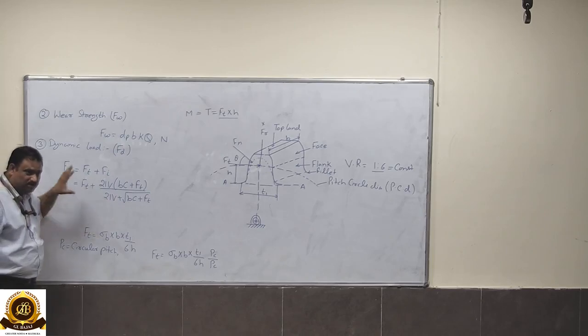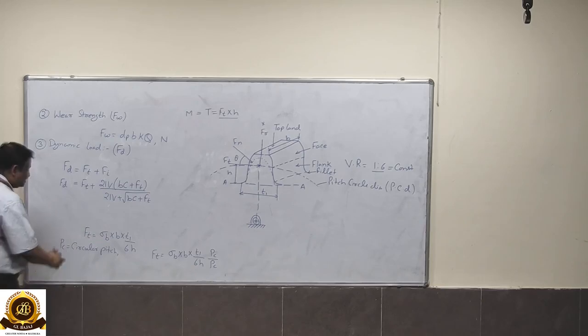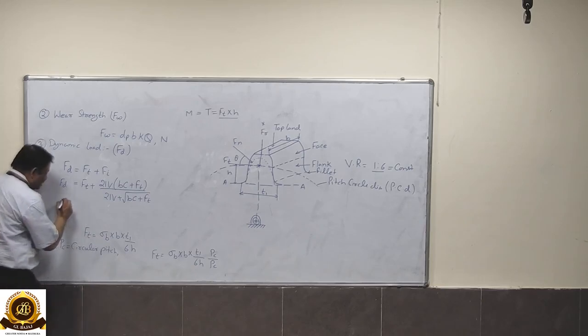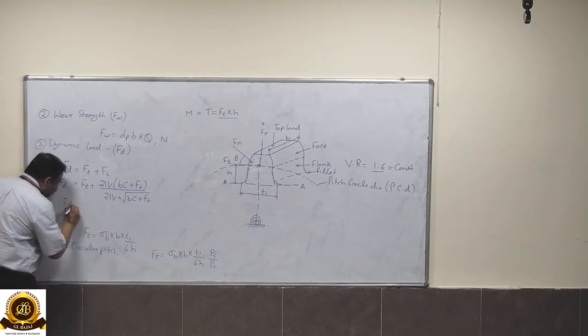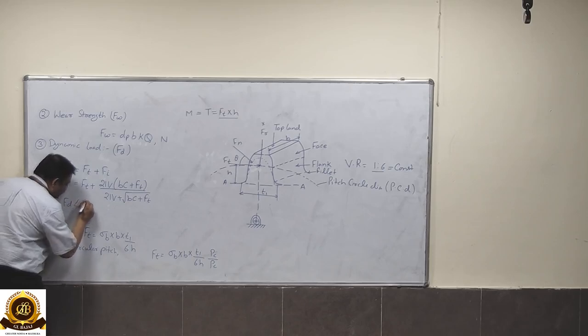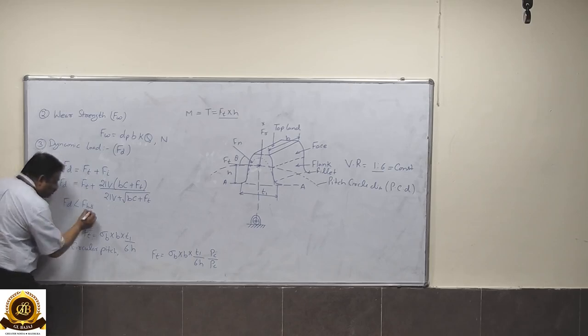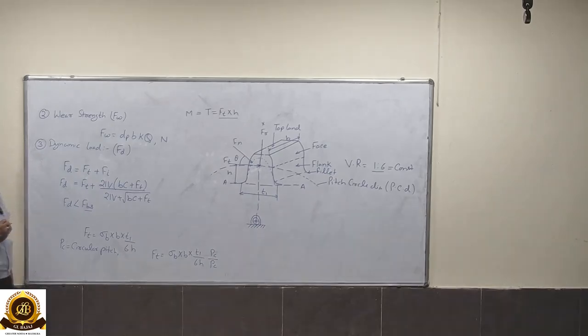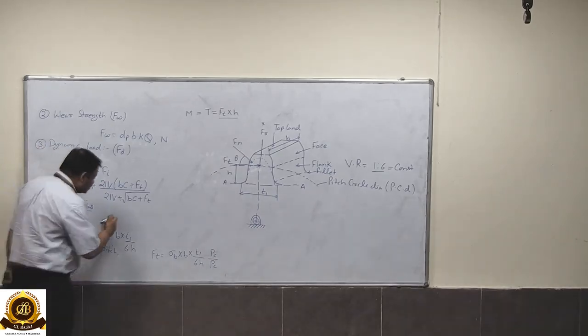Now for the safe design of the gear tooth, it is necessary to satisfy the condition that the dynamic load should be less than FBS. FBS is the beam strength, which is calculated.